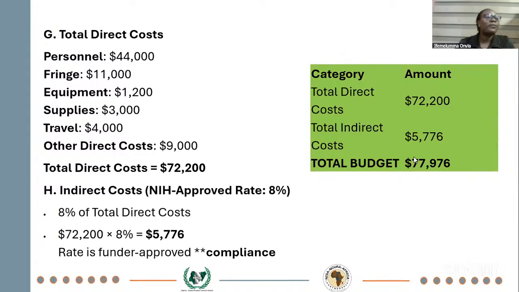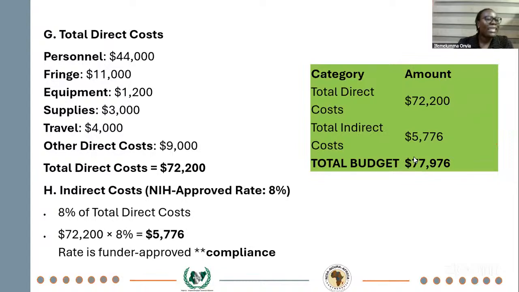So now we have our total direct costs. Remember, we started with our personnel. For this case study, our total personnel is 44,000. Then we have our fringe, our equipment, which is the laptop, then our supplies, then our travel, then the other direct costs. All these make up our total direct cost of $72,200.